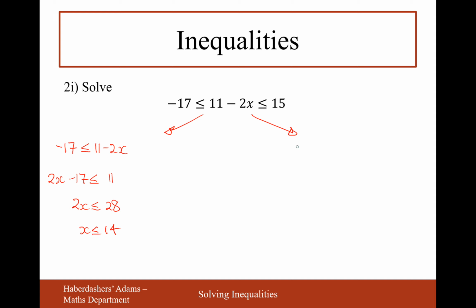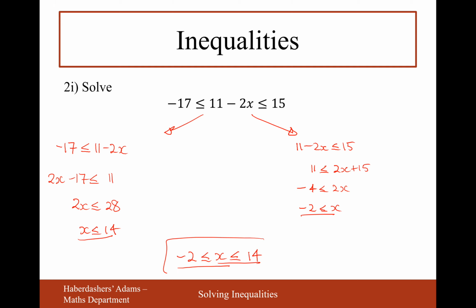Okay, on to the next one now. So it would be 11 minus 2x is less than or equal to 15. Add the 2x onto the other side. Take away the 15 onto the other side, you get minus 4. And then divide both sides by 2, you get minus 2. So what we've got here now is minus 2 is less than or equal to x is less than or equal to 14. You can see here, this part here appears here, and this part here appears here. So we've got one inequality that's representing two inequalities in one go.